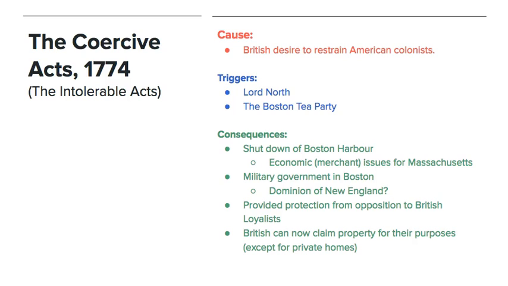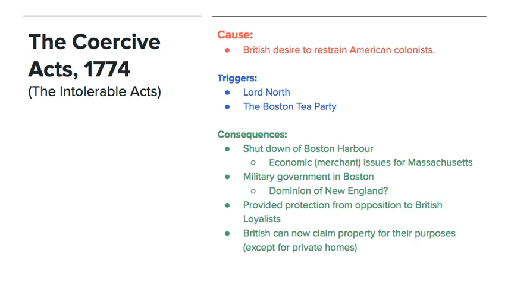The third consequence is that it provided protection from opposition to British loyalists. So any loyalist through the Justice Act, if they feel threatened or if they have been put on trial, they are further protected from that trial being rigged, and they're allowed to flee to Great Britain and have a fair trial under the British Constitution.